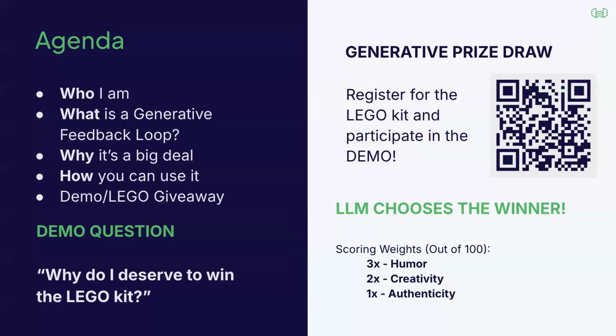And I will keep to this slide, same QR code, same everything. So roughly for today, I'll give you a little bit about who I am, what is generative AI and the generative feedback loop, why it's such a big deal, and how you can use it. Everyone good with the QR code? All right.